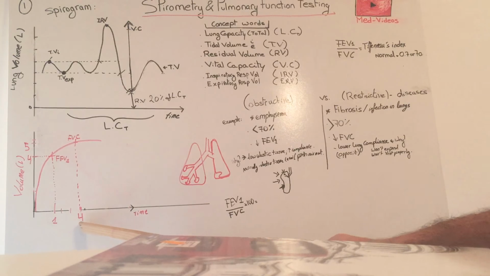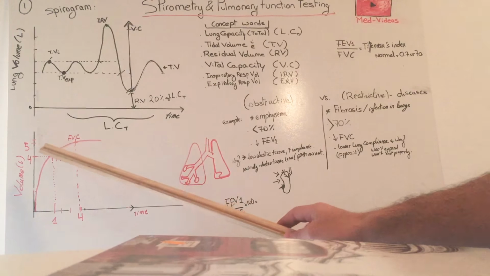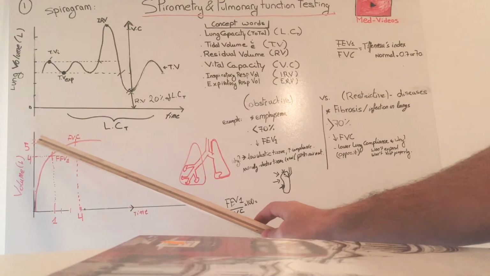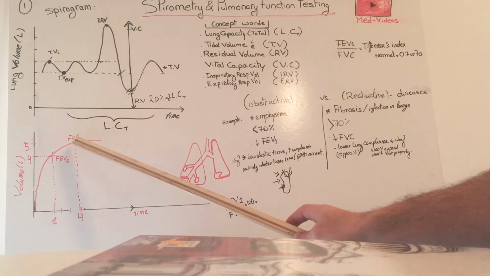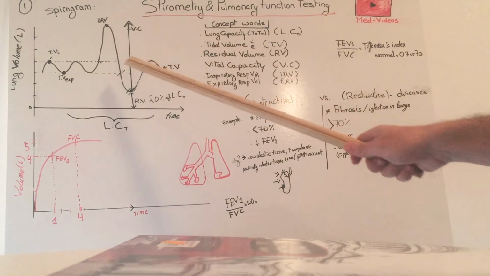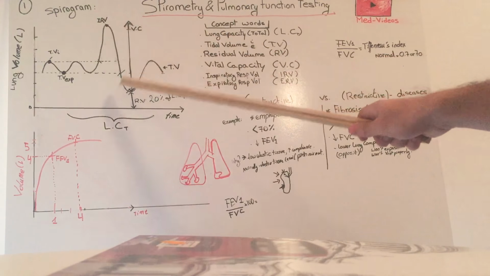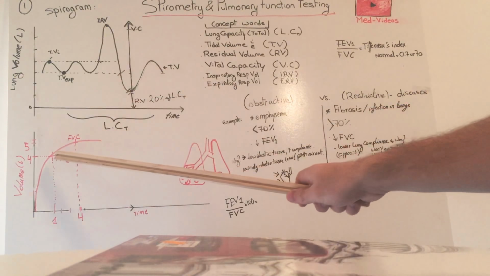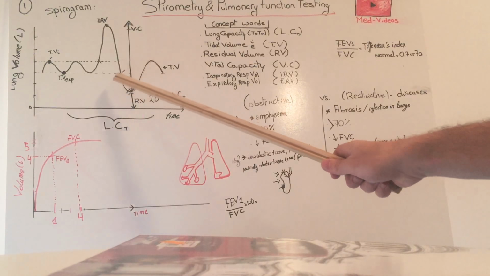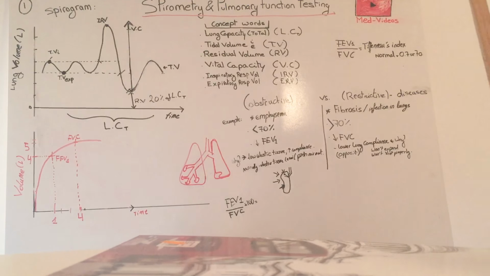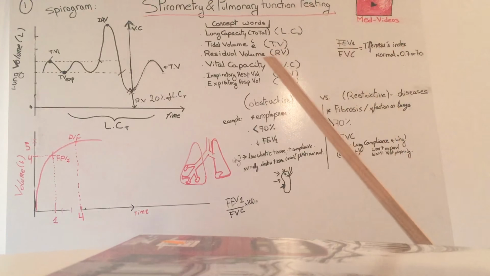Alternatively, you'll see about 4 seconds after, you will have the total volume that you can expire, which is your forced vital capacity. This is the volume of air you have right here that you're trying to force out. It's that extra bit right here. This is why this difference here is also that difference here. You're expiring a little bit more air, and you're just trying to blow out as much air as you possibly can.